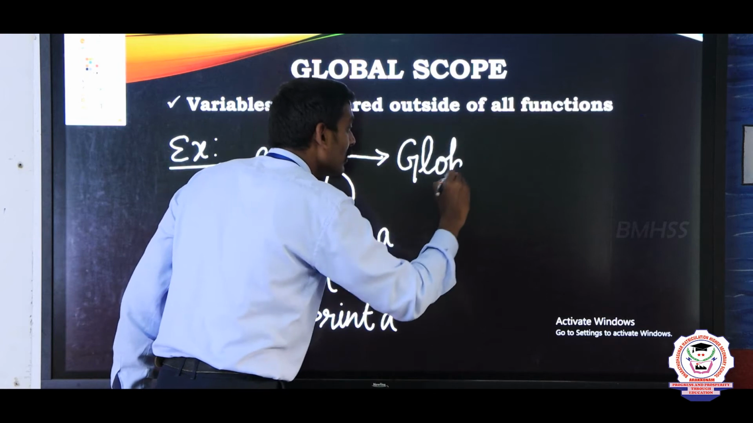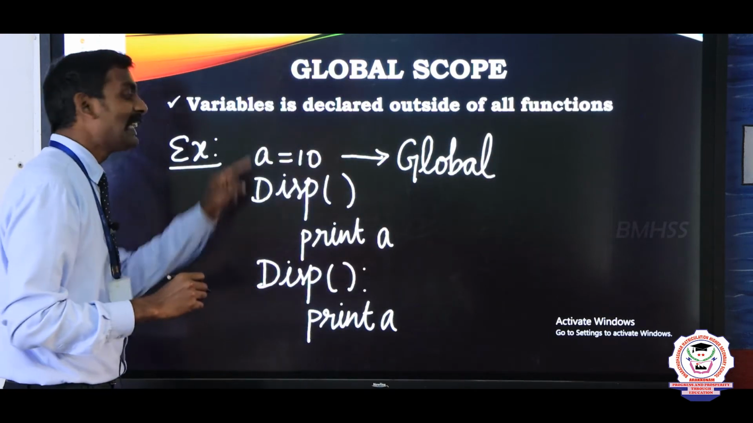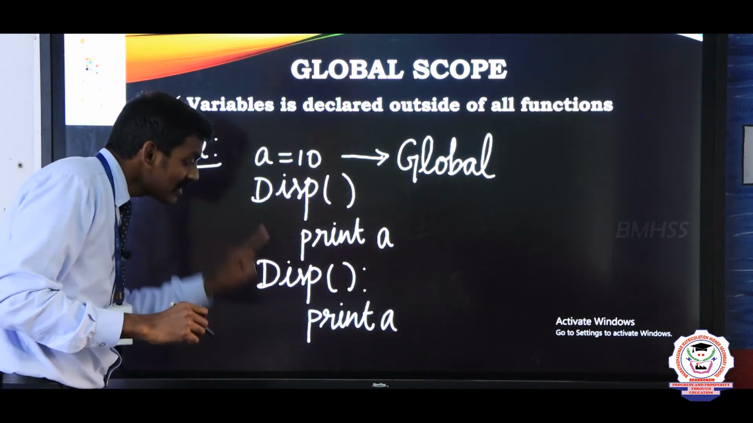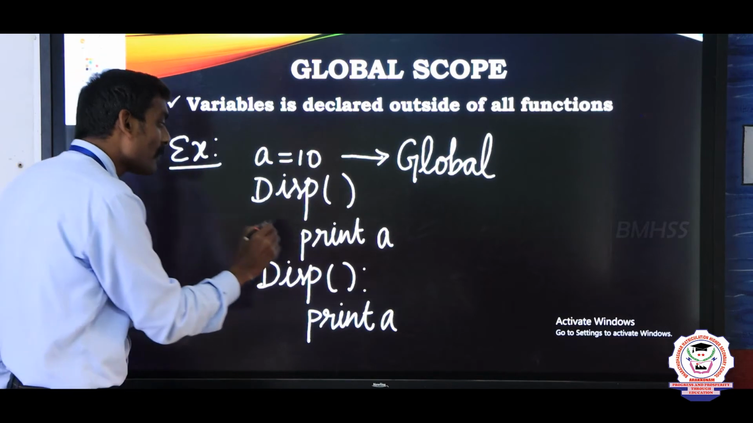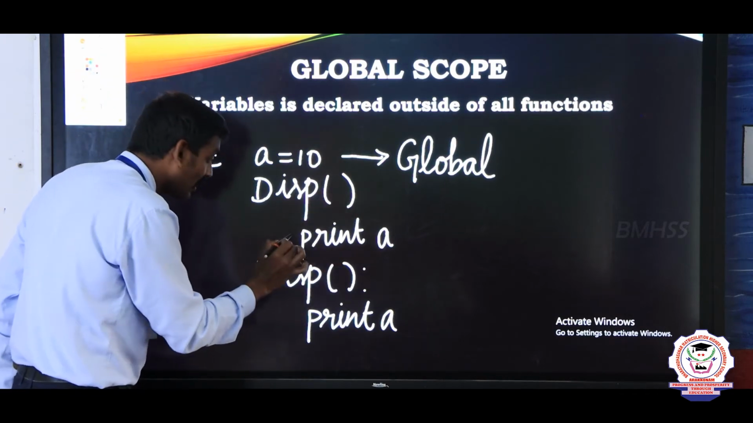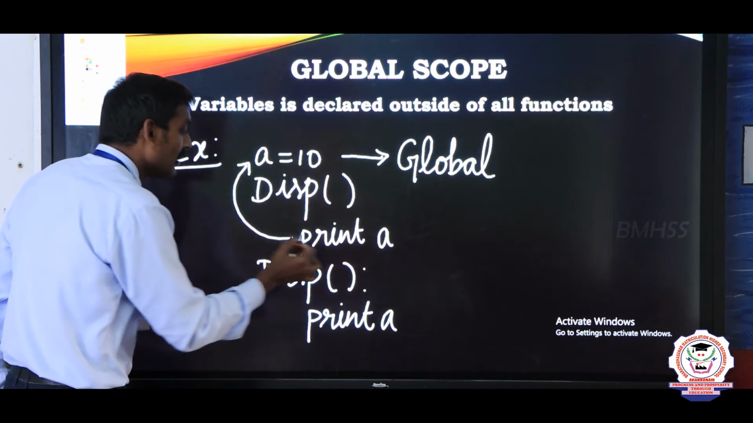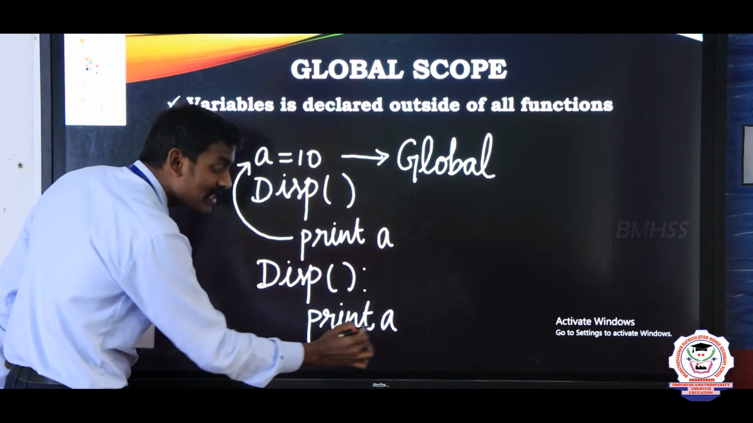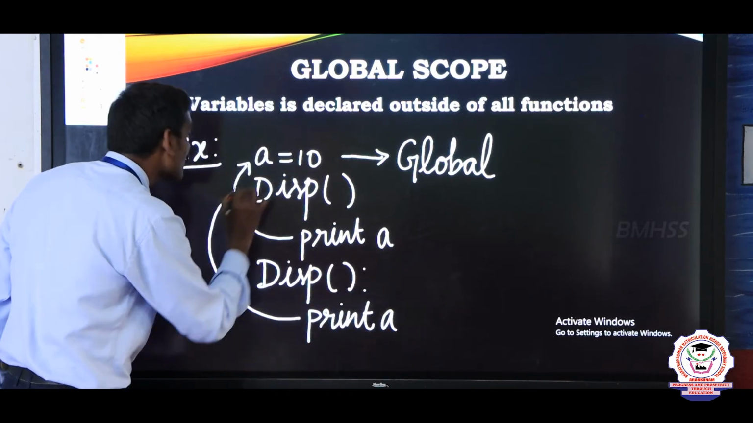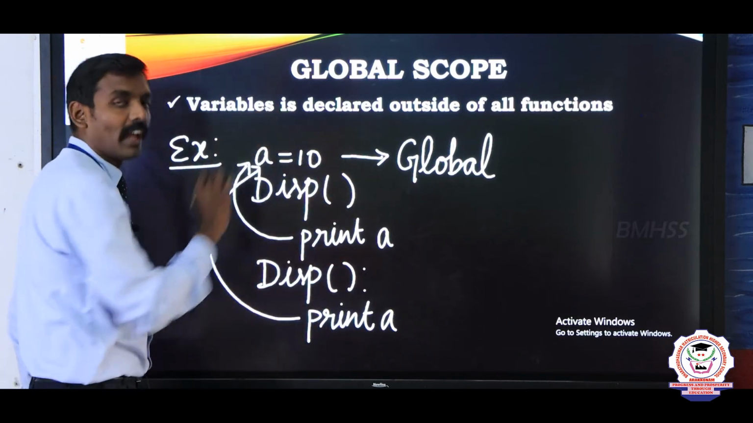Are you clear? This is a global scope variable. It can be accessed inside the function as well as outside the function. So the print a present inside the function can also access the variable a. And outside the function we have a print statement. This print statement also accesses the variable a. So this is the concept that comes under the global scope.